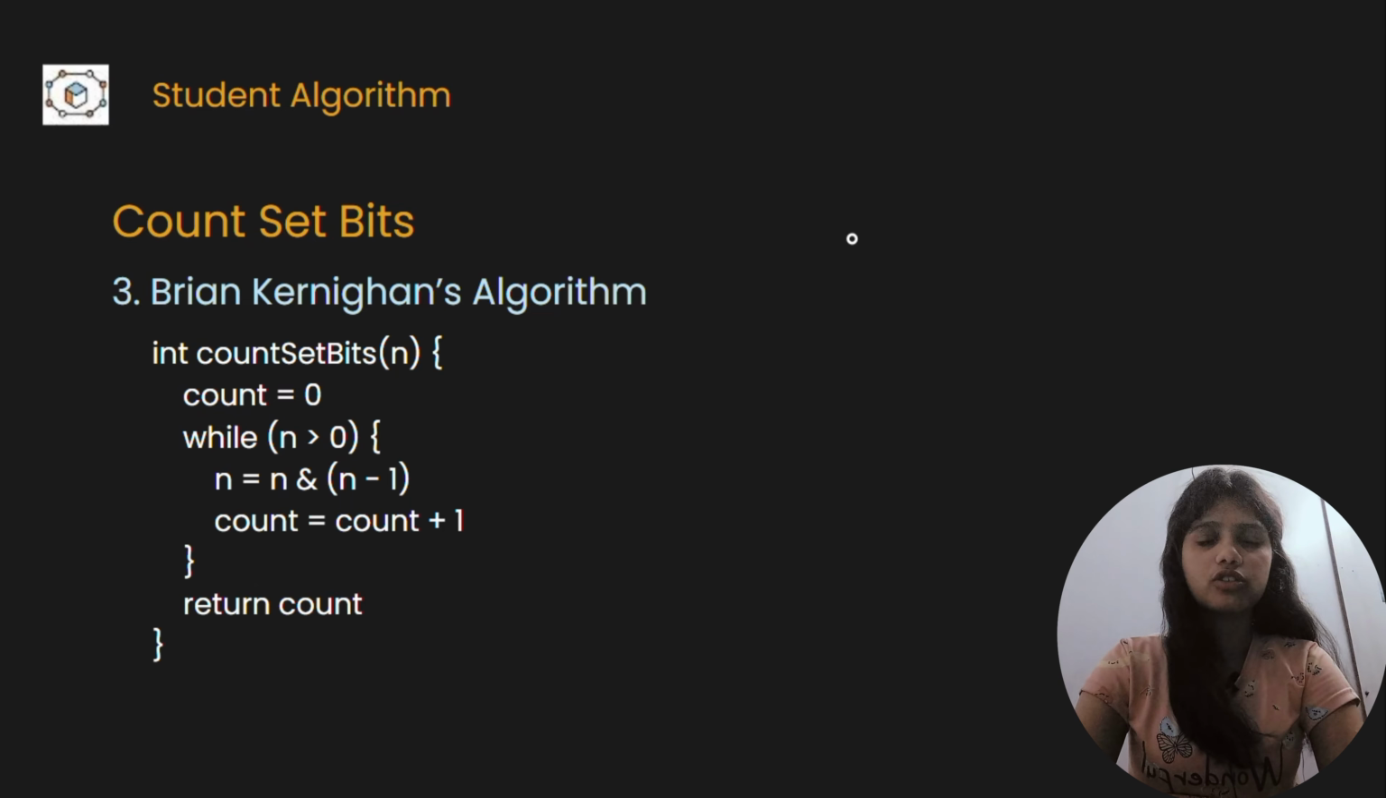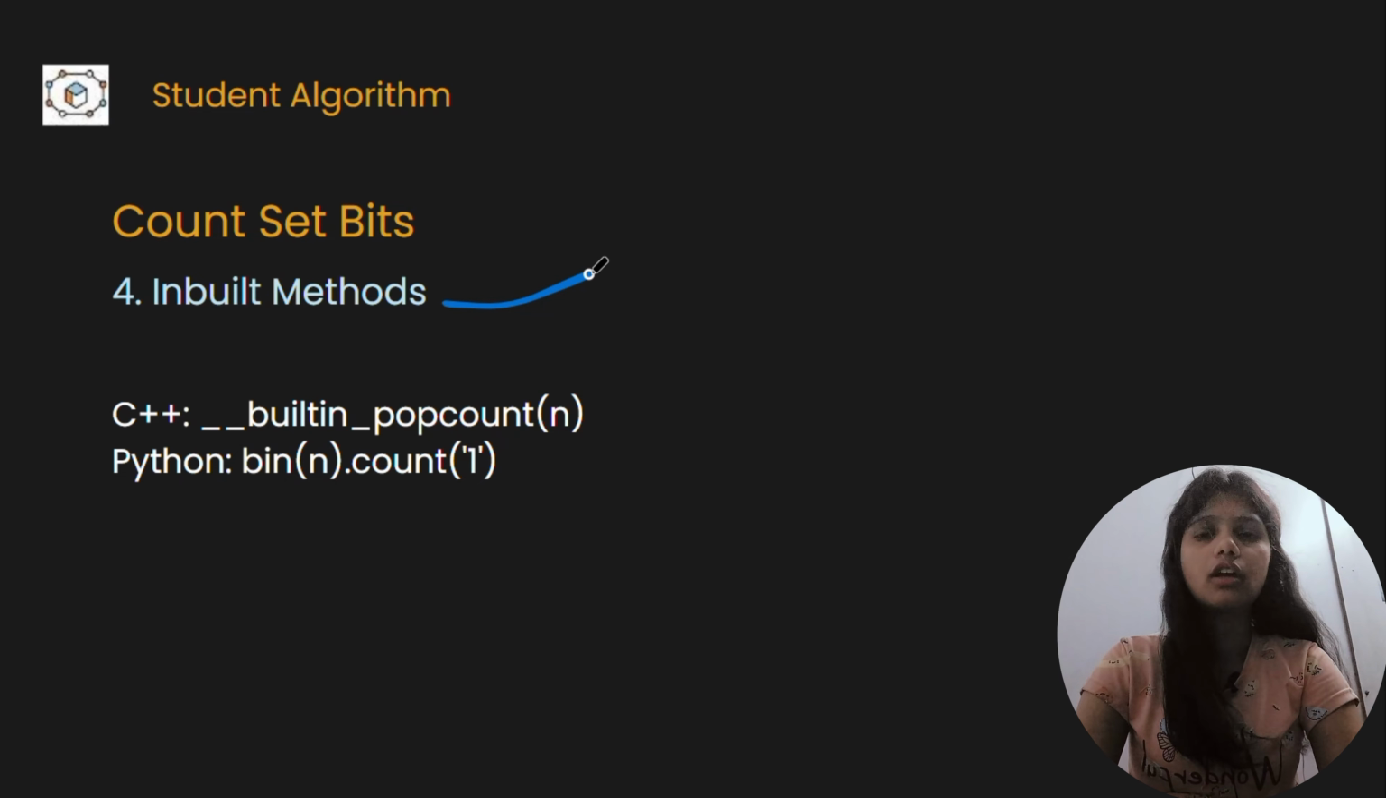Now the next and last method is the inbuilt function. We don't have inbuilt functions for C and Java, but we have a built-in function for C++ and Python. You can use it. In C++ we use __builtin_popcount, and we directly write it, and it gives you the number of set bits in a particular number. In Python we first need to convert the number into binary, and then count the 1s.